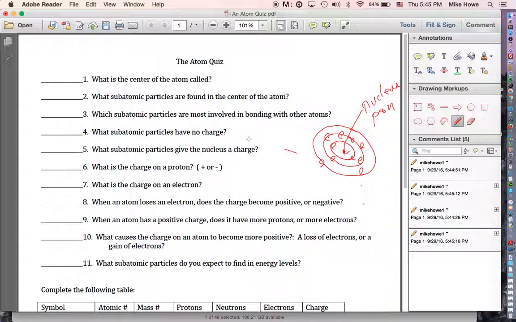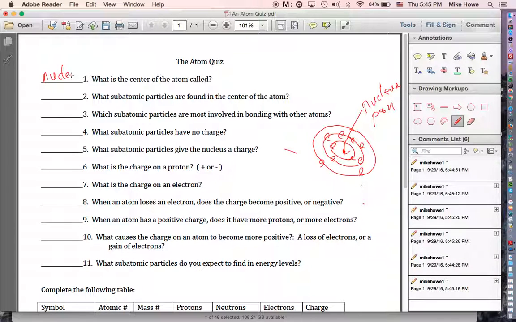Okay, so what is the center of the atom called? Well, it's called the nucleus. And the subatomic particles that are in the nucleus will be both the protons and the neutrons. So you had to have both. The subatomic particles most involved in bonding? Well, that'd be the ones on the outside, because they're the ones that are going to interact with other atoms. So what's on the outside? Electrons.